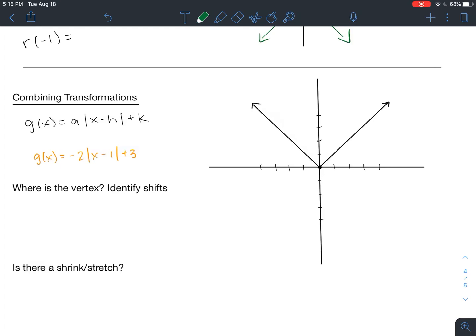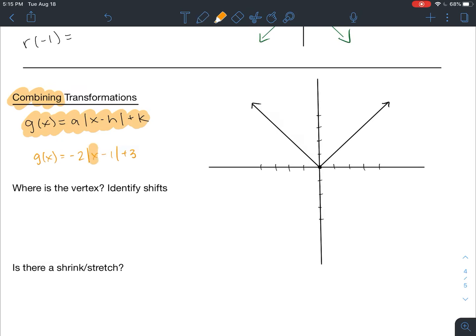Okay, so now we're going to move on to this last example, but in this case we're going to be doing a combination of everything. So you can see right here, this is a combination of all the transformations. And this is what we're going to work with. Okay, so in this function, let's identify where the vertex is. So let's identify the shifts to do that.